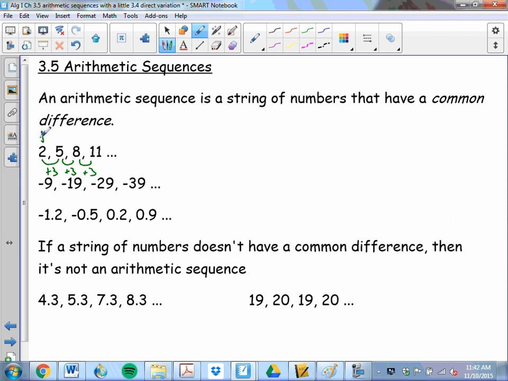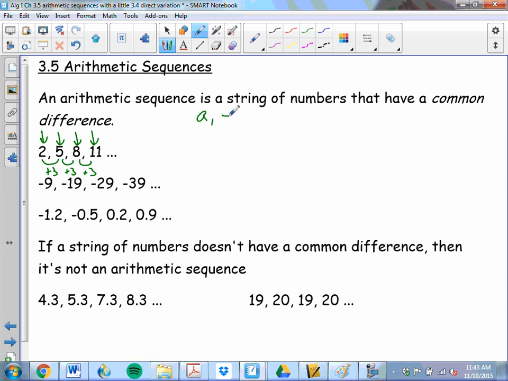Now each of these individual numbers we call a term. The first term is 2, the second term is 5, the third term is 8. And we denote that, we write that with an A. So right now, A sub 1, that means my first term is 2. And A sub 2 means my second term is 5. If I had A sub 30, that'd be my 30th term. The 30th term is something, I don't know what. But each of these A sub stands for a different term. So again, like A sub 3, the third term is 8.